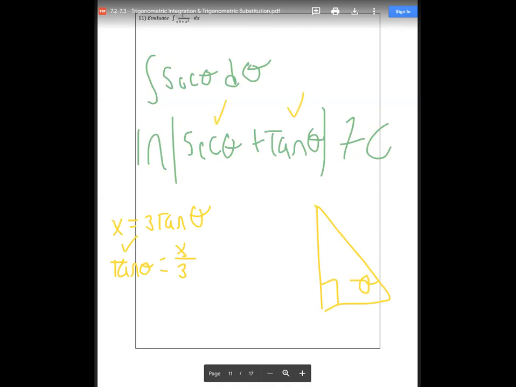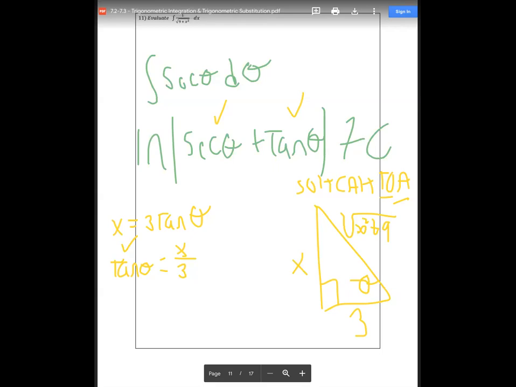So going back to SOHCAHTOA, let's plug in the right values of the triangle. Remember, tangent of theta is opposite over adjacent. So this is x and this is 3. The missing Pythagorean Theorem part is just the square root of x squared plus 9, because it's one side squared plus another side squared, all in the square root. So finally, we just need to figure out what secant of theta is.